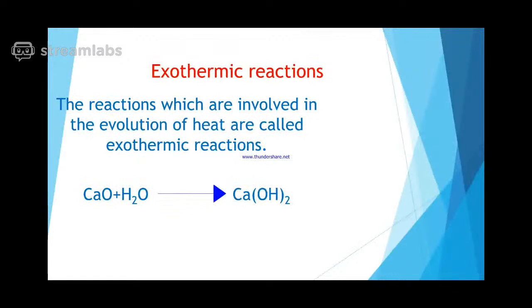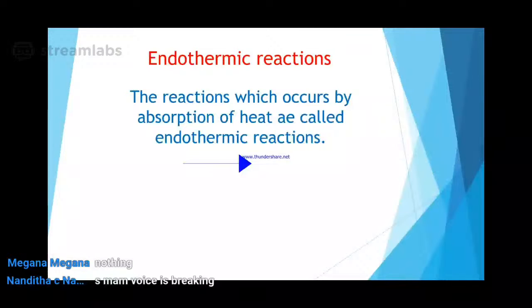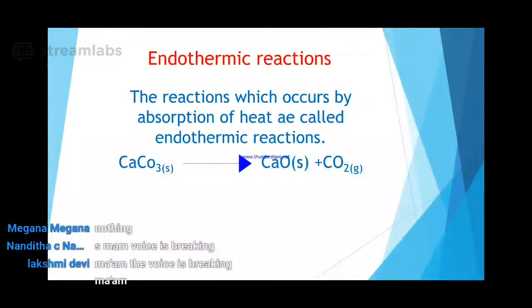When calcium oxide, quicklime, reacts with water, it converts into calcium hydroxide, that is slaked lime, with the release of heat. A reaction that absorbs heat is known as an endothermic reaction. The supportive equation is calcium carbonate. When it undergoes a chemical reaction, it results in the formation of calcium oxide and carbon dioxide.